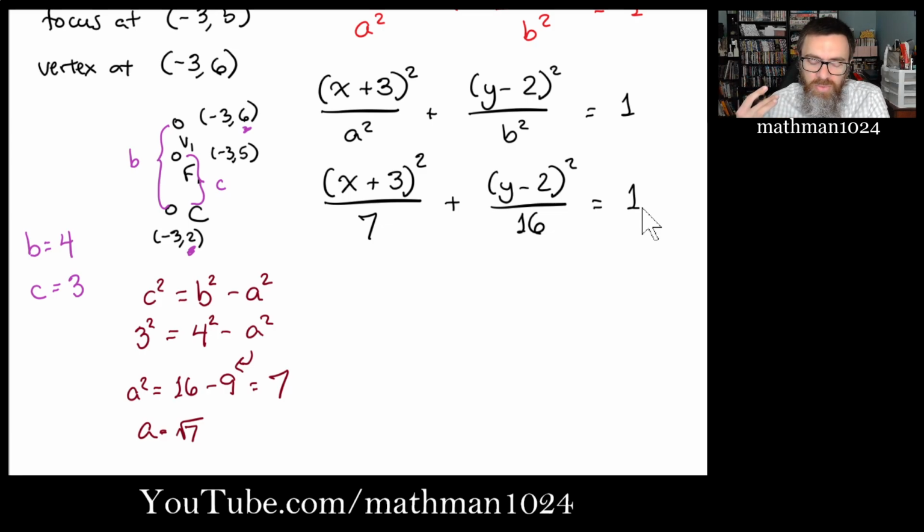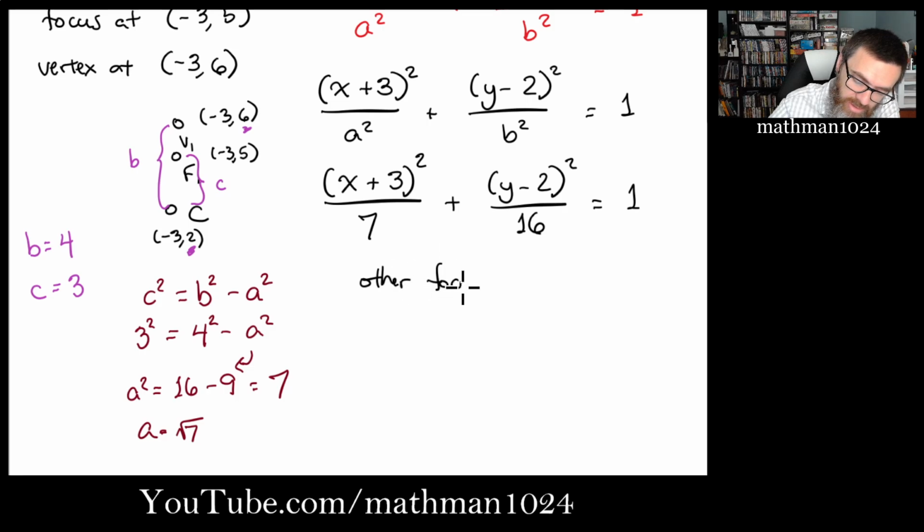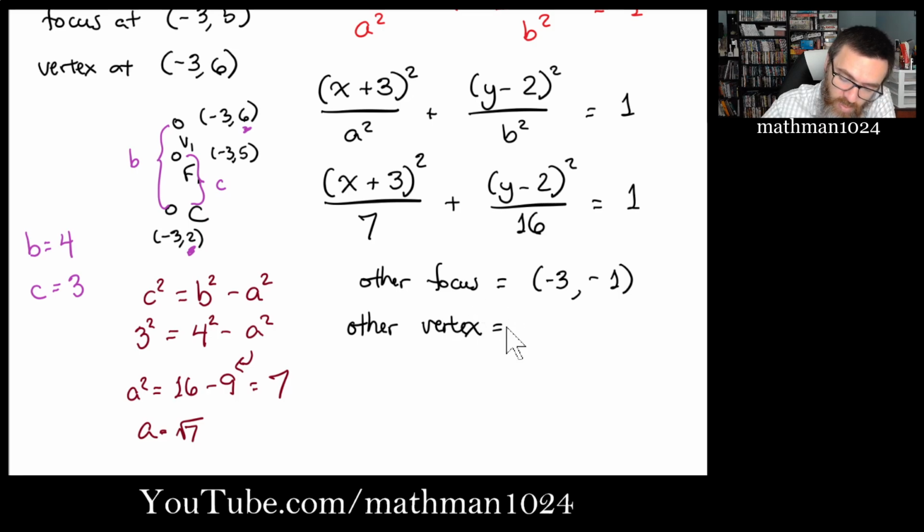So we already have the center. One focus is at (negative 3, 5), so the other focus is going to be at (negative 3, ...). So look at this. From the center to the first focus, you were going up 3. So let's go down 3 from the center, and that would be (negative 3, negative 1). Well, what about the other vertex? Well, the one vertex was 4 units above the center. So let's go 4 units below the center, and that's (negative 3, negative 2).